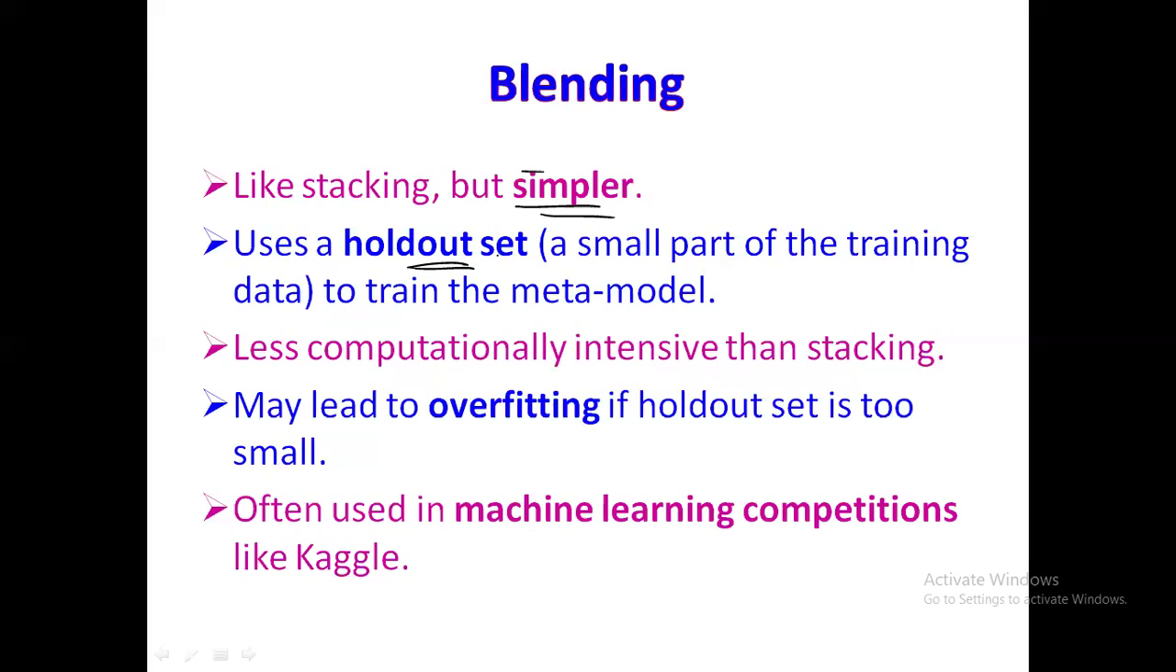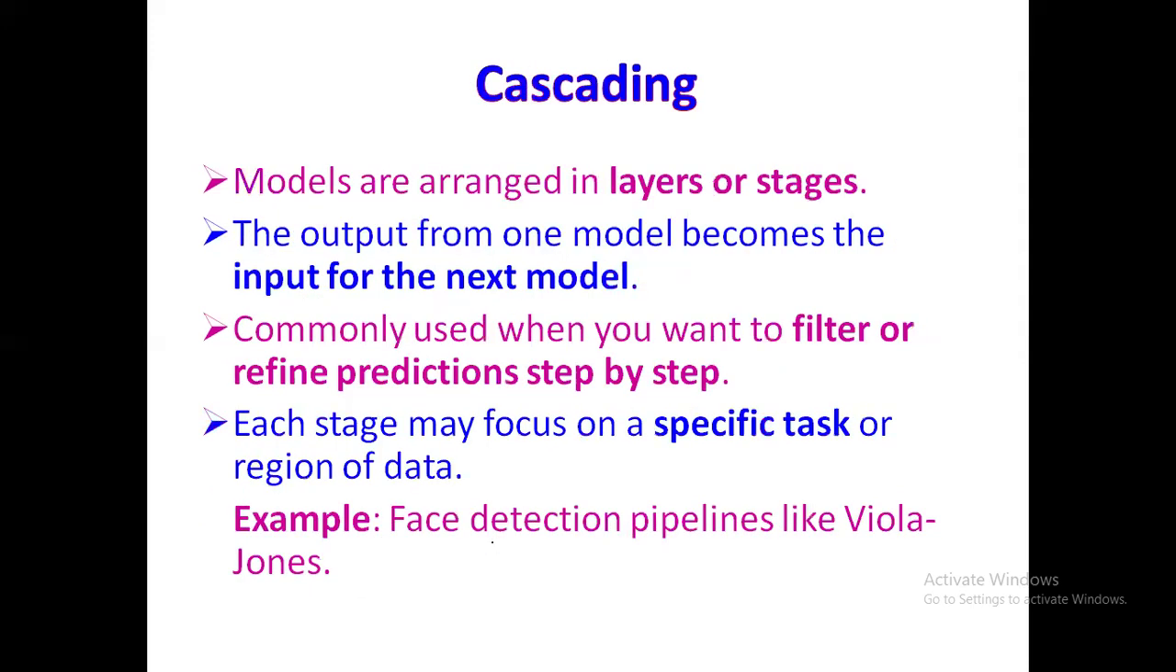While blending is less computationally intensive than stacking, it carries a risk of overfitting if the holdout set is too small or unrepresentative. Blending is popular in machine learning competitions like Kaggle due to its simplicity and speed. Next type is cascading.